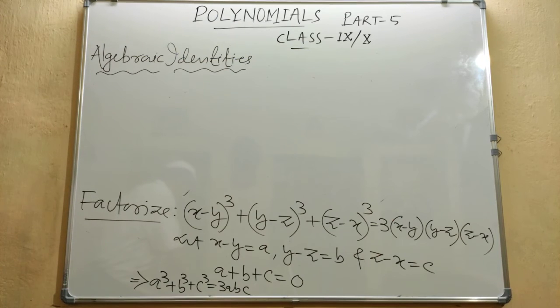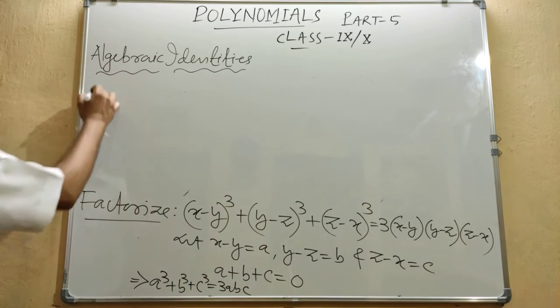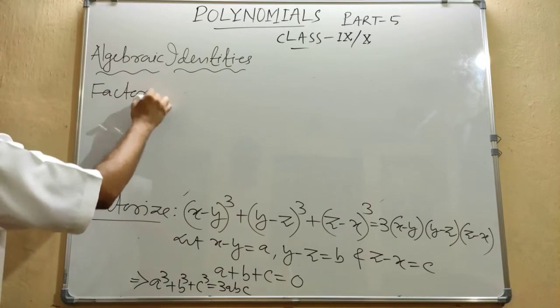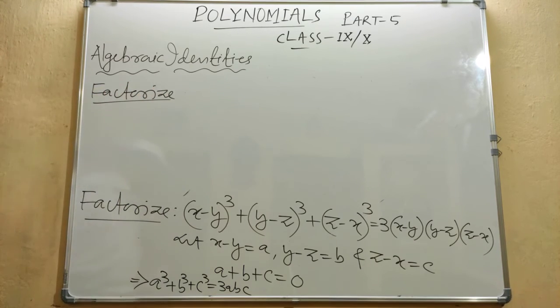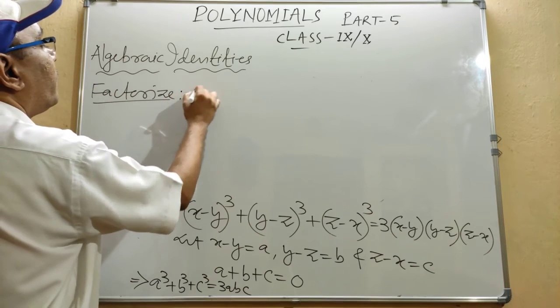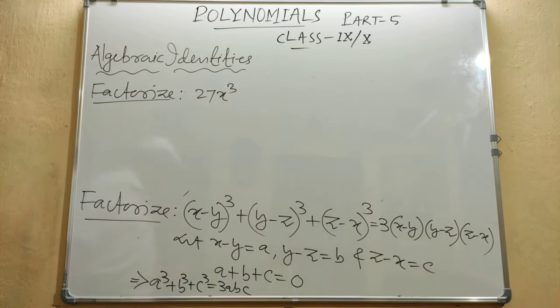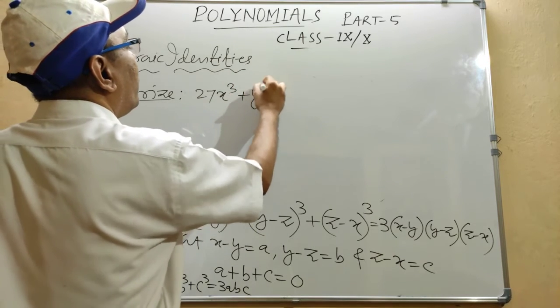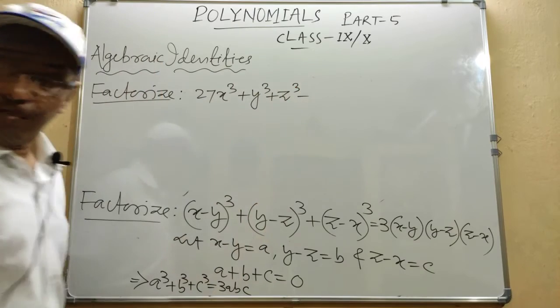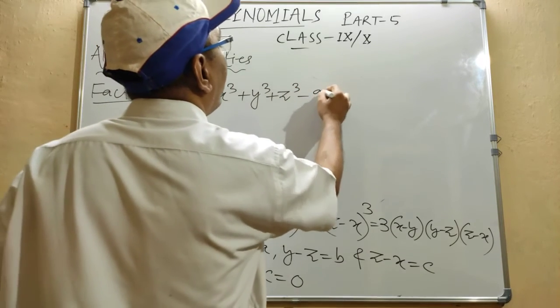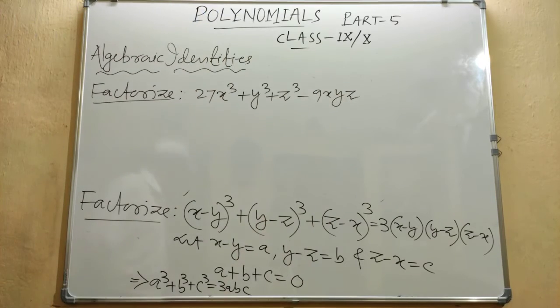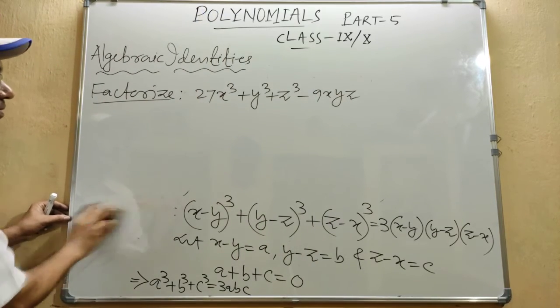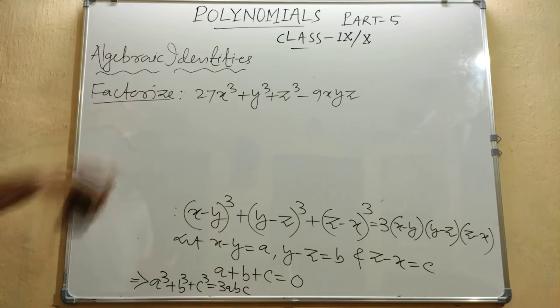एक लास्ट और देख लीजिए. Factorize. 27x cube plus y cube plus z cube minus 9xyz. इसको फैक्टराइज करना. देखिए ये देख के पता चल रहा है. इट इज ऑफ द टाइप a cube plus b cube plus c cube minus 3abc.